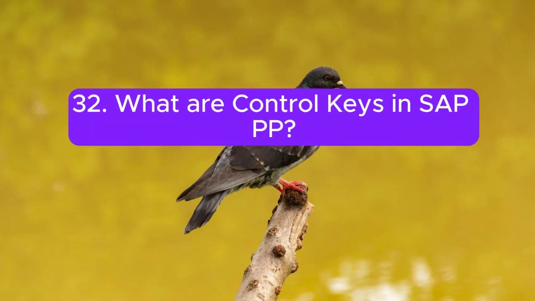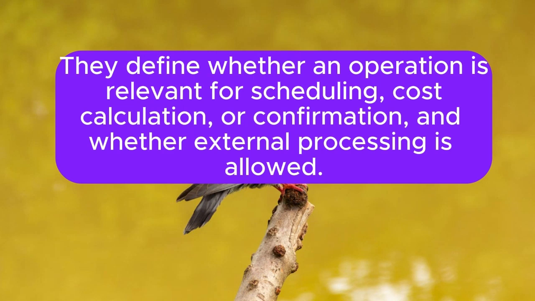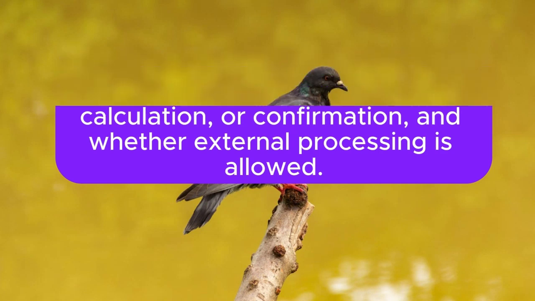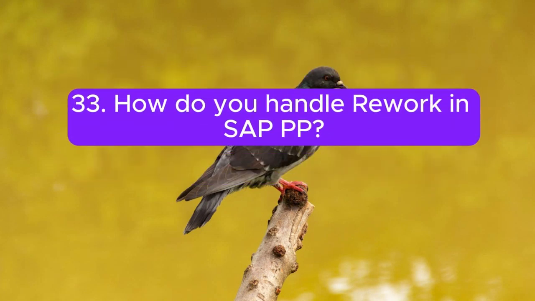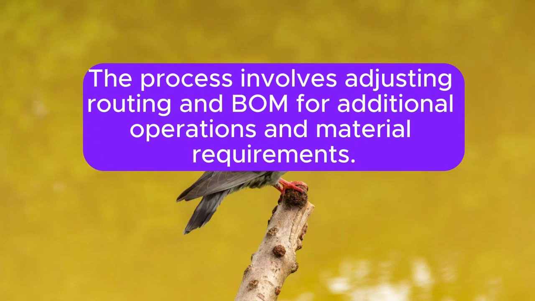32. What are control keys in SAP PP? Answer. Control keys are settings in routing that determine how specific operations are processed. They define whether an operation is relevant for scheduling, cost calculation, or confirmation, and whether external processing is allowed. 33. How do you handle rework in SAP PP? Answer. Rework is managed by creating a separate production order or rework operation in the existing order. The process involves adjusting routing and BOM for additional operations and material requirements.